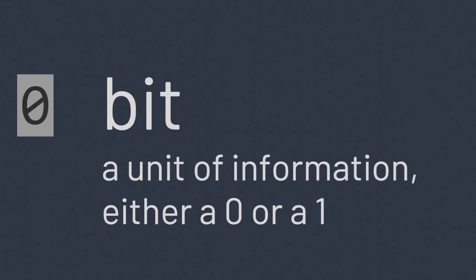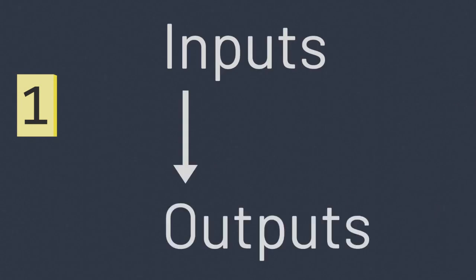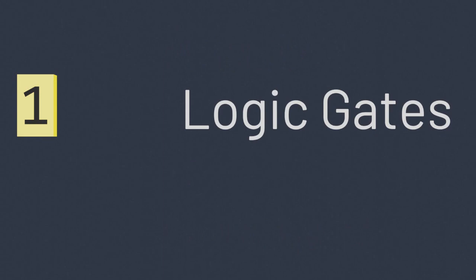Using these switches, our computers can store information. Each switch stores a single bit of information, a 0 or a 1. But computers don't just store information, they process it, transforming inputs into outputs. That's where logic gates come in. Logic gates are the building blocks of computer circuits. They accept input and produce output according to a set of logical rules.